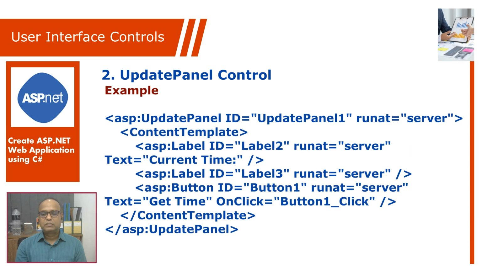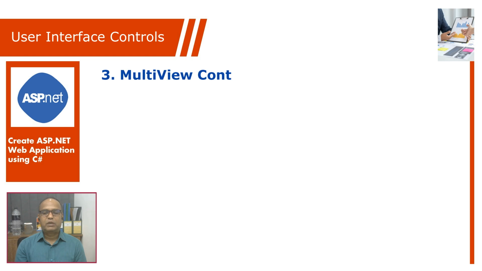Example. Multi-view control. The multi-view control is used to display multiple views, of which only one can be visible at a time. This is useful for creating wizard-like interfaces or to toggle between different sets of controls. It offers a way to manage multiple views or sets of controls, allowing the user to switch between them dynamically.